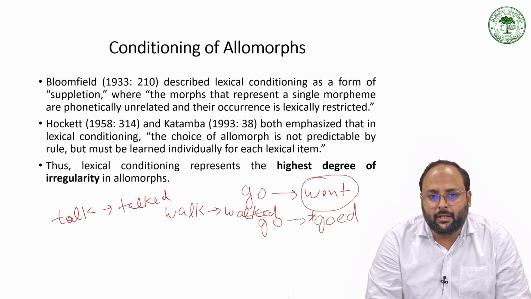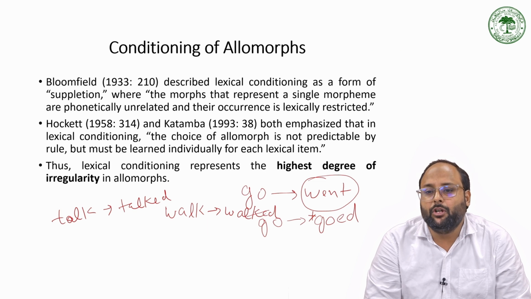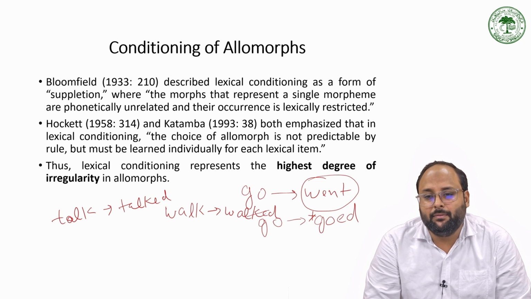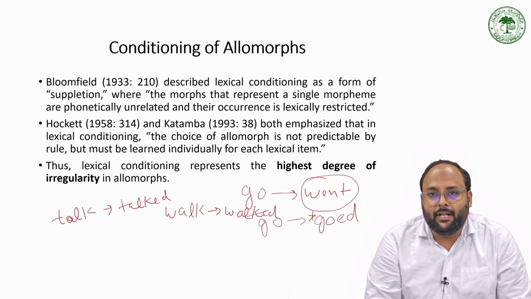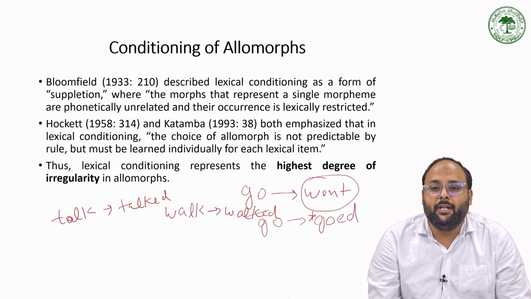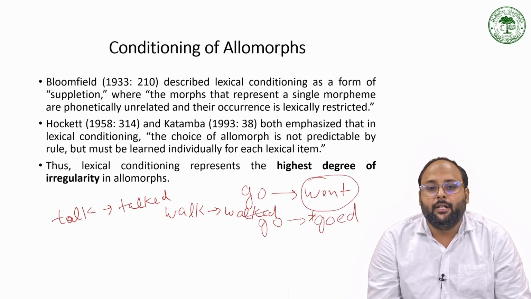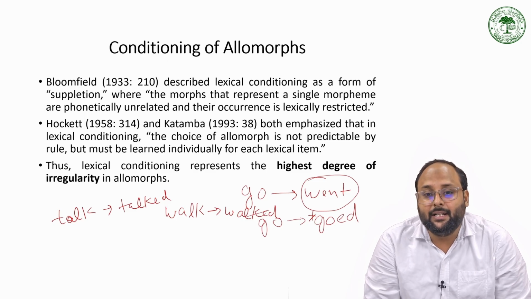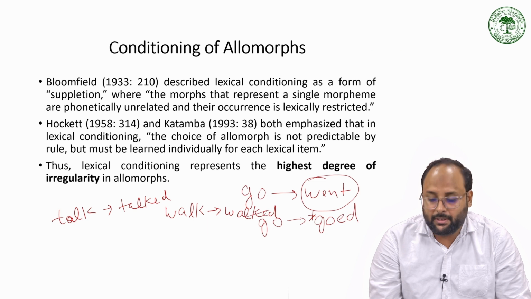Hockett and Katamba also define and emphasize that in lexical conditioning, the choice of allomorph is not predictable by rule, but must be learned individually for each lexical item. We have discussed this many times. The alternation or variation we cannot predict in lexical conditioning, but we can only learn it individually with every lexical item. There is some irregularity in the language, and this irregularity we can only learn individually, not by the regular pattern of the language. Thus lexical conditioning represents the highest degree of irregularity in allomorphs.